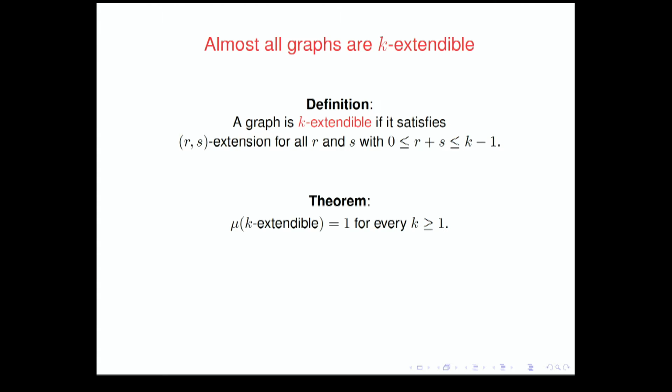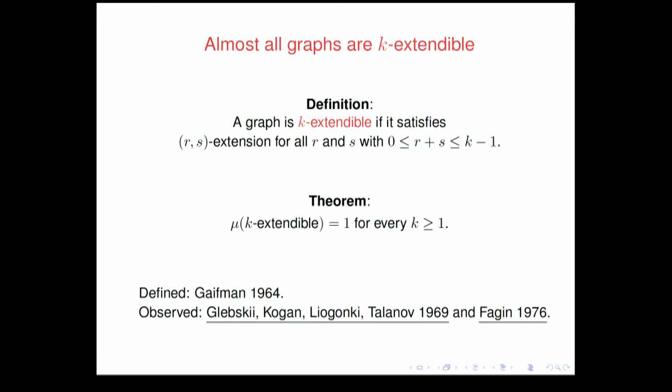So this is the concept of k-extendable graphs that was studied by Glebskii et al. as a property of graphs, and he was looking at the infinite graph that satisfies the RS extension properties. So let's say that the graph is k-extendable if it satisfies the RS extension for all R and S that add up to at most k minus 1. So it means that any k minus 1 points can be extended to another one in the way you like. So what we just proved is that the property of k-extendability goes to 1, and that's because for every fixed k, you have finitely many of these. They all have probability 1, so the conjunction has also probability 1, because it's a finite number.